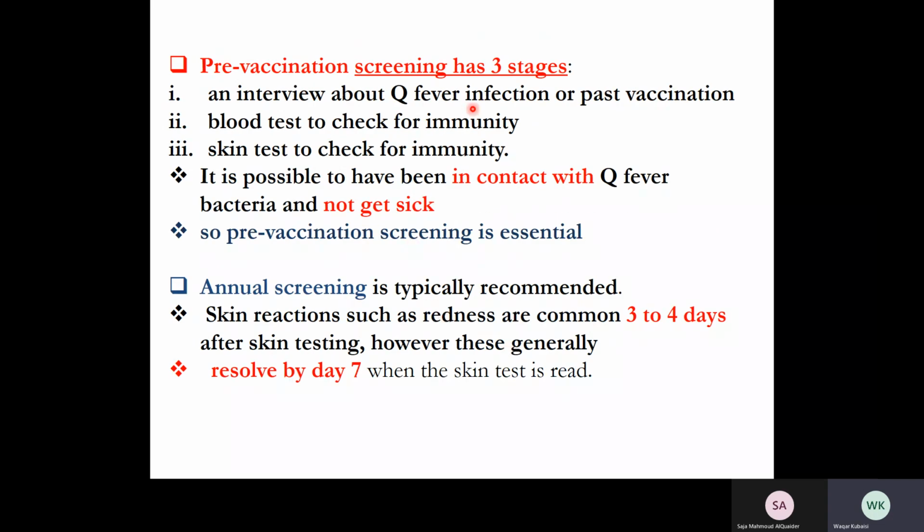So what are these pre-vaccination screenings or tests? They are three. Definitely, a complete history should be taken, interviewing about Q fever infection. Then blood tests should be done to check the immunity, whether there is antibody or not. And a skin test also to check the immunity. So these are three tests that should be done before giving the vaccine.